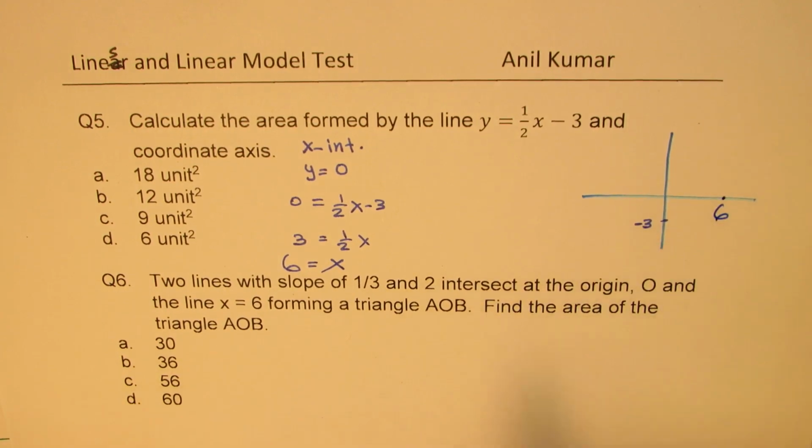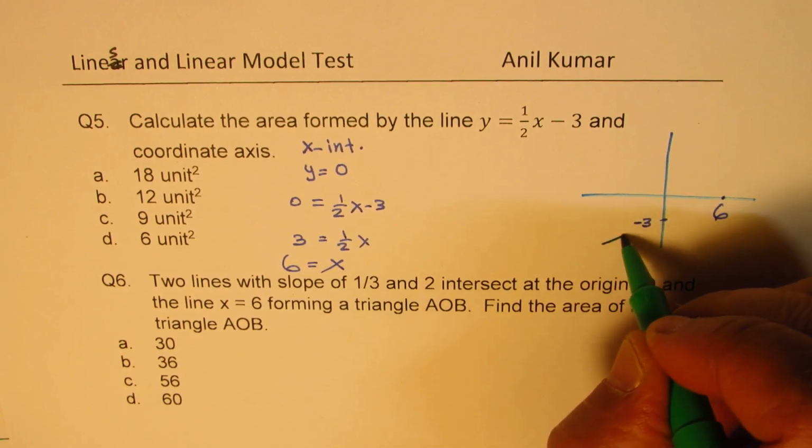So here, 6 will be your x-intercept. And therefore, the line will be kind of like this.